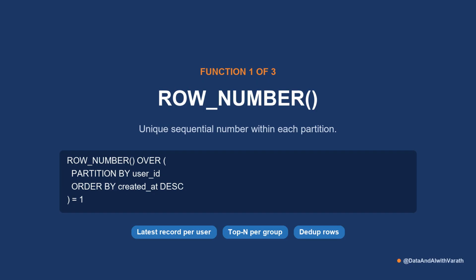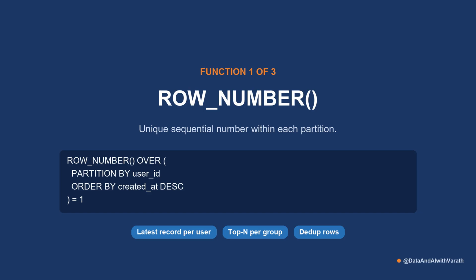Function 3: LAG and LEAD. Look at the previous or next row within a partition. Use them for month-over-month change, a customer's previous order date, or the time between events. Pattern: LAG(revenue, 1) OVER (PARTITION BY product ORDER BY month). That puts last month's revenue alongside this month's in a single row. Computing growth becomes one subtraction.